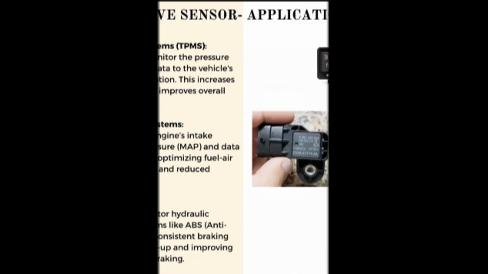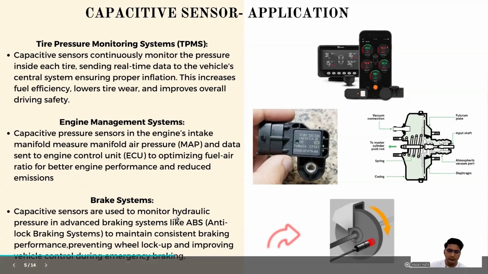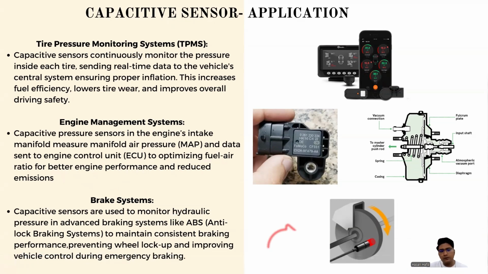Here are the applications used for the capacitive sensor: tire pressure monitoring system, engine management system, and braking system. As you can see in the picture, the capacitive sensor in the tire pressure monitoring system sends real-time data to the vehicle sensor center, ensuring proper inflation, which helps improve overall driving safety. In the engine management system, it measures manifold air pressure, sent to the engine control unit (ECU), optimizing the fuel air ratio for better engine performance. In the brake system, it helps monitor hydraulic pressure in advanced braking systems like ABS to maintain consistent braking performance.